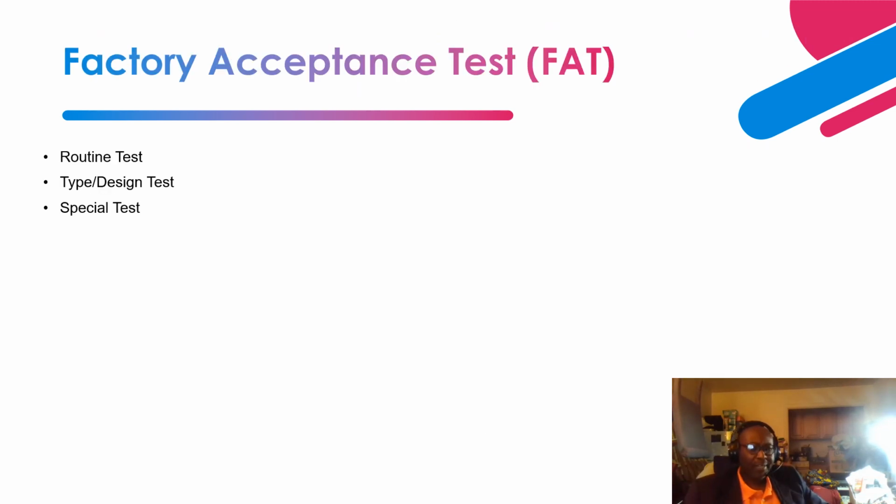Now let's talk about the different types of tests that can be performed during factory acceptance test, or FAT for short. The first one is a routine test, and the next one is a type test or design test. Like I made mention, a design test is when you have a new design of transformer in that family, or you have a transformer that is custom built for the customer. Then that is when you have to perform design tests. Next is a special test, and the special test comes from the customer. The customer has to list the type of testing that needs to be performed in that special test.